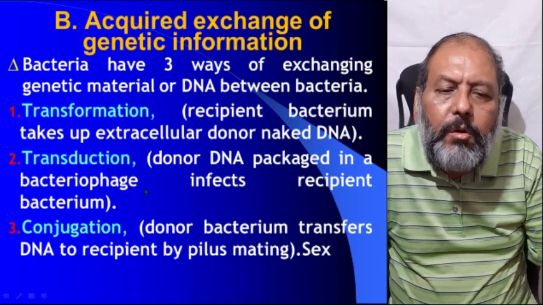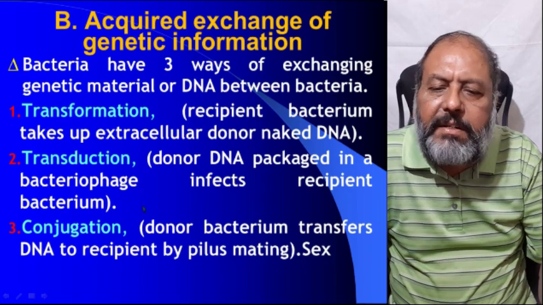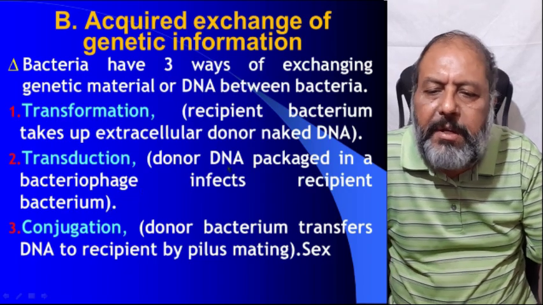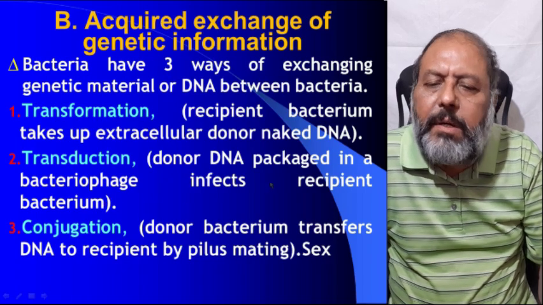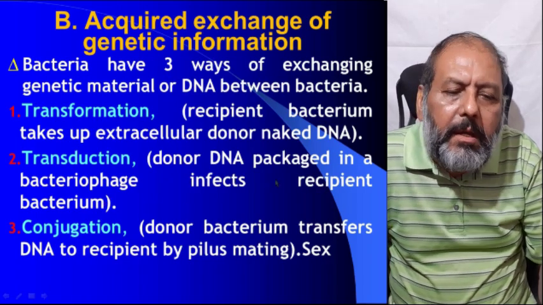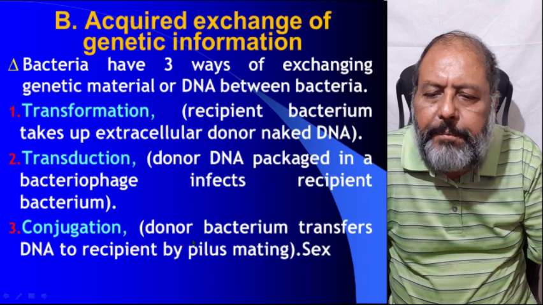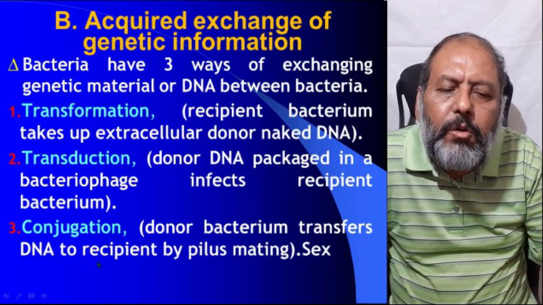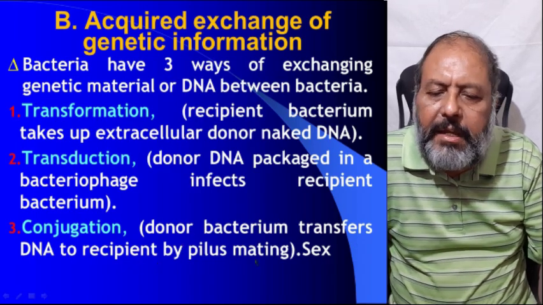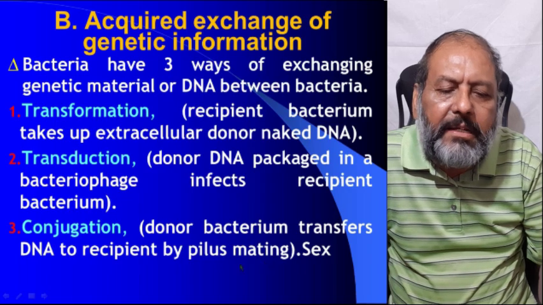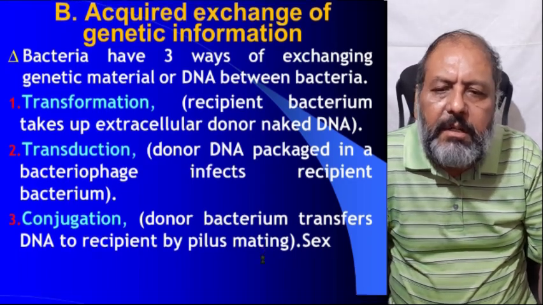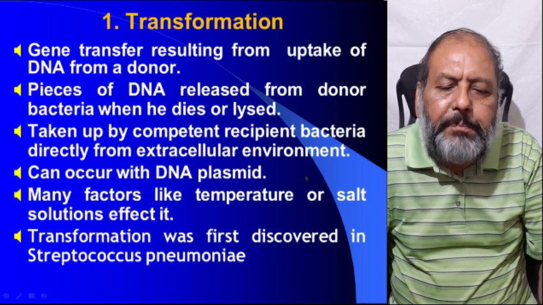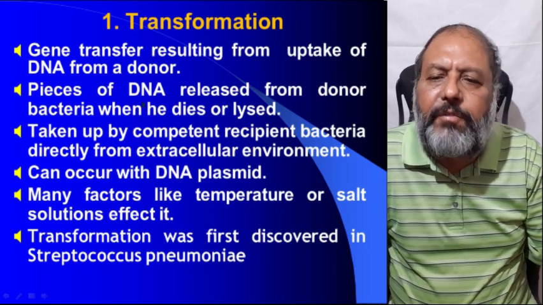Transduction. The donor DNA packaged in a bacteriophage infects the recipient bacteria and transfers the DNA through the bacteriophage to the recipient bacterium. Conjugation. It is a donor bacterium transferring DNA to the recipient by the pilus, and mating, it is called the bacterial sex. I will tell you in detail every part. First, the transformation.